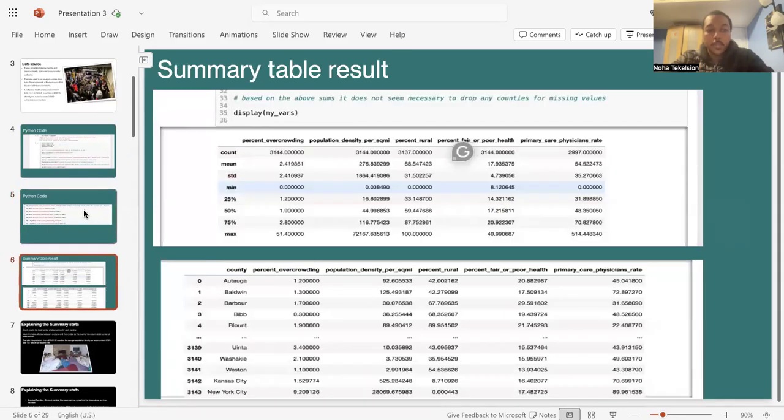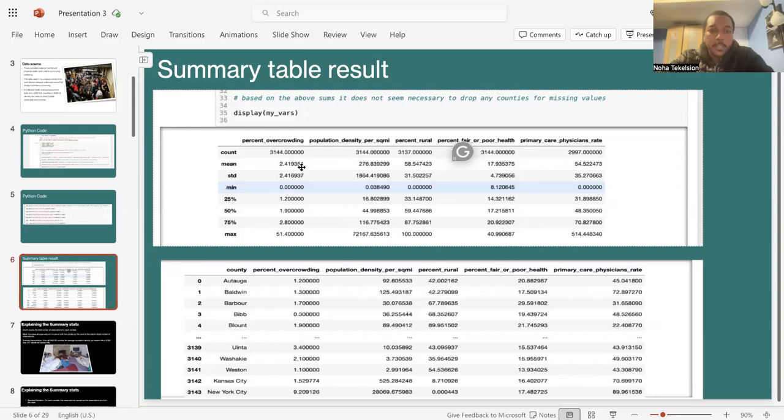And also, I created a summary table using the display function. And at the top, we're just seeing these variables of interest and some of their important statistical describers: count, mean, standard deviation. I think one thing we can say, for example, percent overcrowding, we have 3,144 pieces of data there. So two more than the amount of counties. So we have maybe some extra.